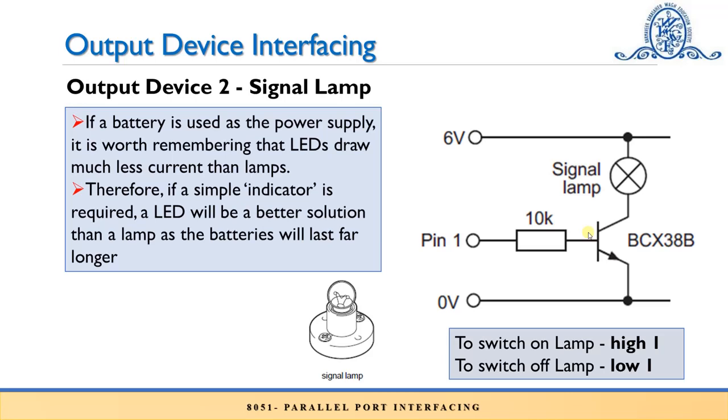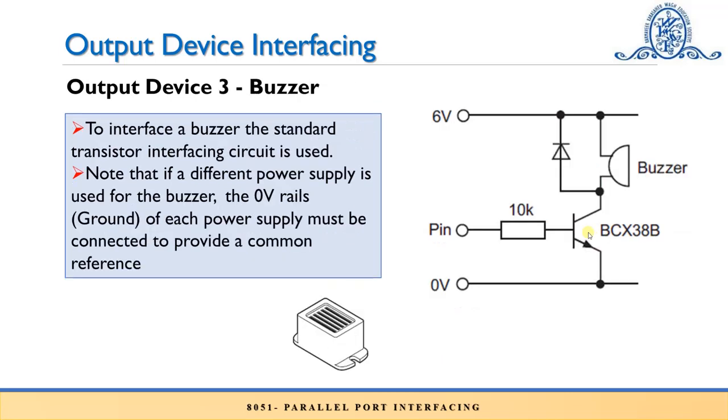So therefore, if only a simple indicator is required, then an LED is a better option because it draws less current. But in some cases lamps are required, so there is no option. But when you have the power supply through batteries, then as far as possible, try to use LEDs to save the battery energy. Now, how to interface a buzzer?